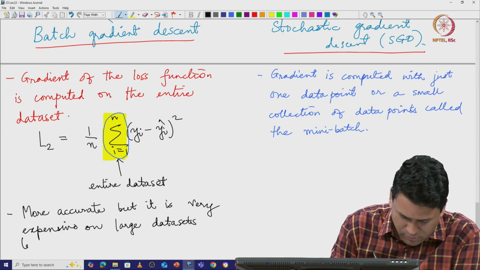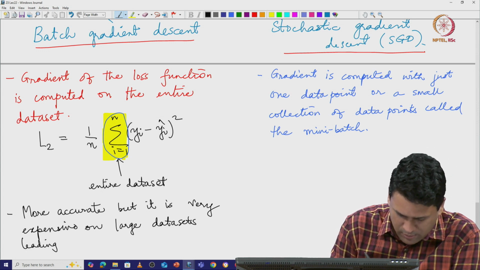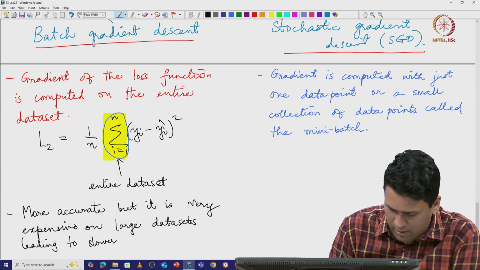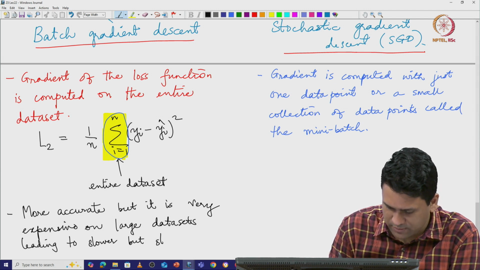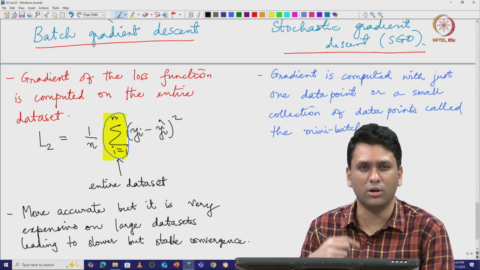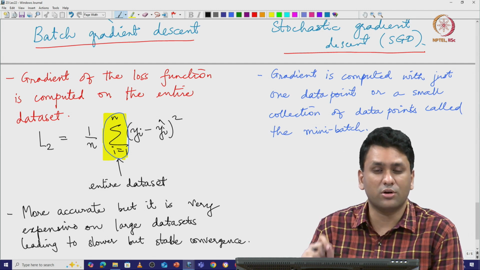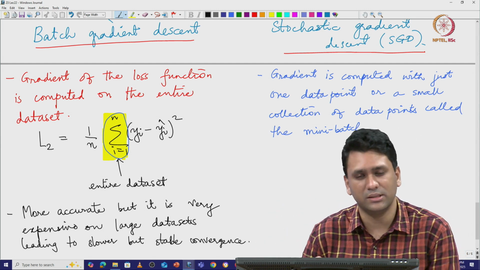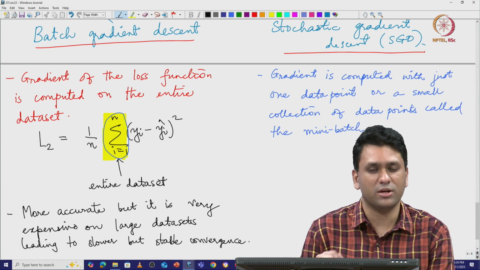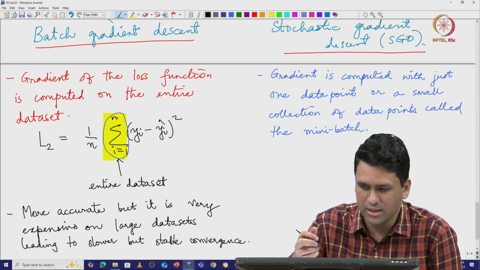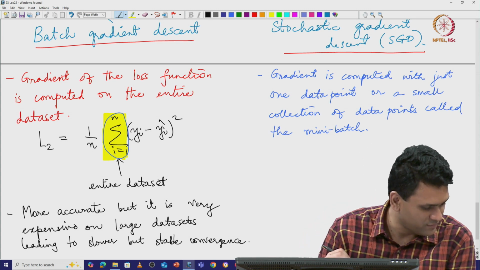leading to slower but stable convergence. So generally the convergence will be more stable because all the points are accounted for, so you will not be influenced by one outlier. So suddenly it will not happen that the loss function has shot up and you are trying to act against it by changing the parameters, right. So it will be more reliable convergence.